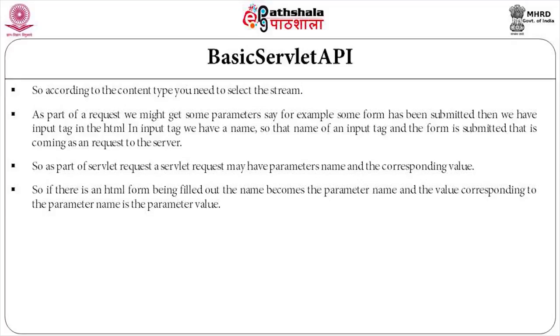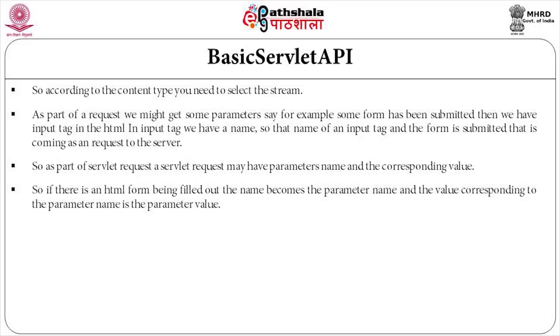As part of HTTP, a servlet request may have parameters. A parameter has a name and the corresponding value. If an HTML form is being filled out, the name becomes a parameter name, and whatever value has been put in the corresponding field becomes the value of that parameter. That way, any number of parameter values may be there, depending on what we have. In servlet request, we have methods for fetching those parameter values.